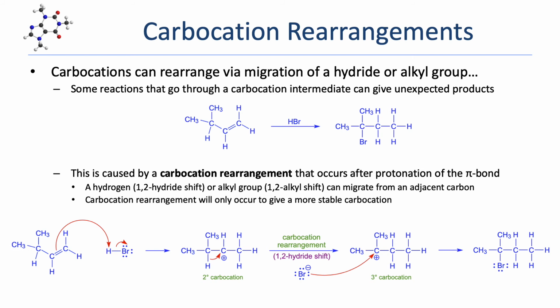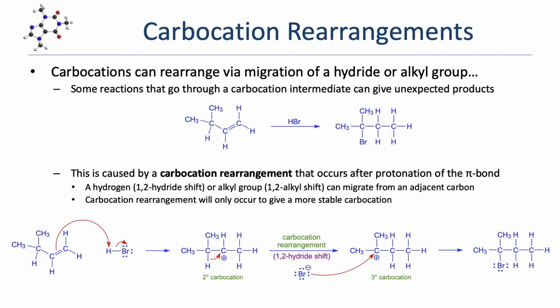Let's take a look at what's happening at the mechanistic level. We know that the first step in hydrohalogenation is the protonation of the alkene to give the more highly substituted, more stable carbocation. In this case, the result is a secondary carbocation. Now, if we look at the carbon just to the left of the carbocation, we can see that that is in fact a tertiary carbon. If the positive charge could be placed on that carbon, it would result in a more stable carbocation.